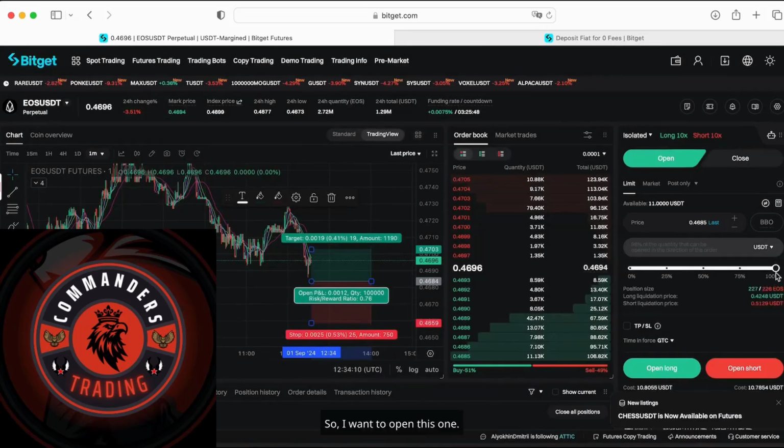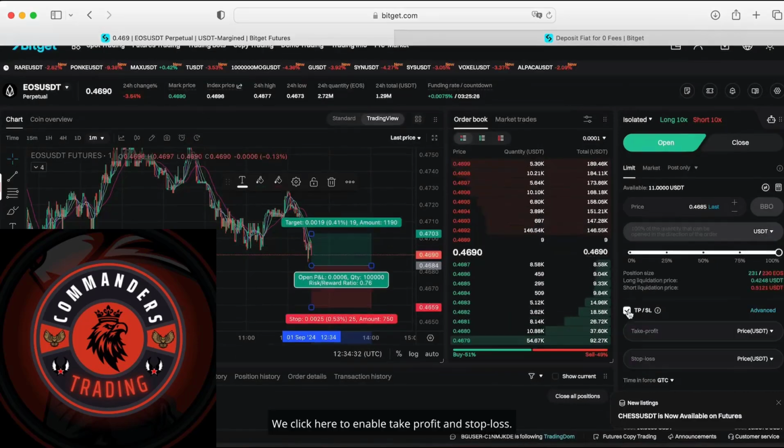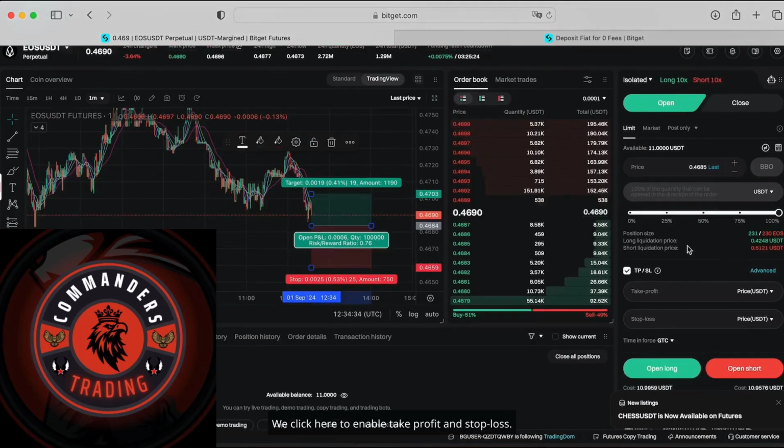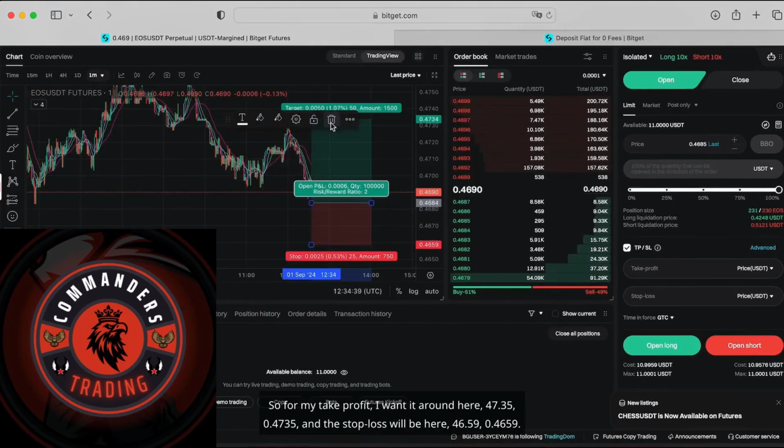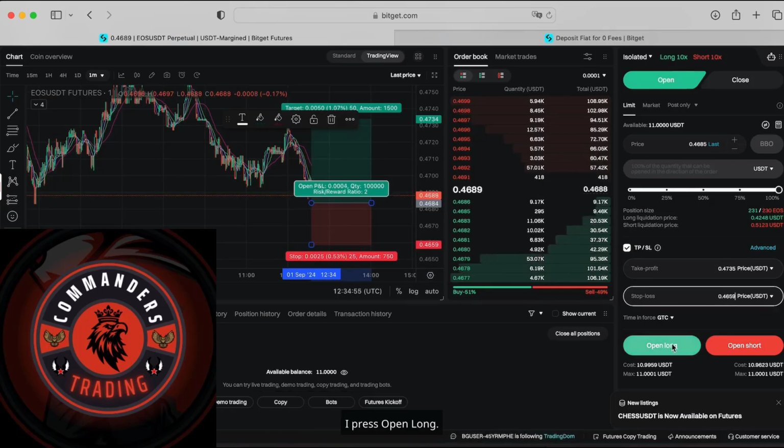So I want to open this one. We click here to enable take profit and stop loss. So for my take profit, I want it around here, 47.35, 0.4735. And the stop loss will be here, 46.59, 0.4659. I press Open Long.